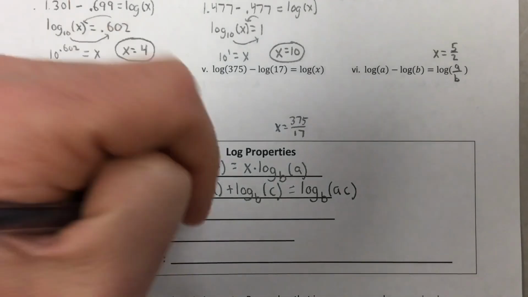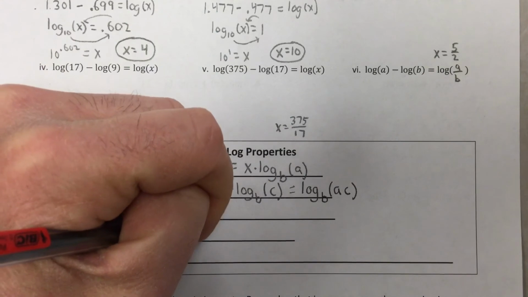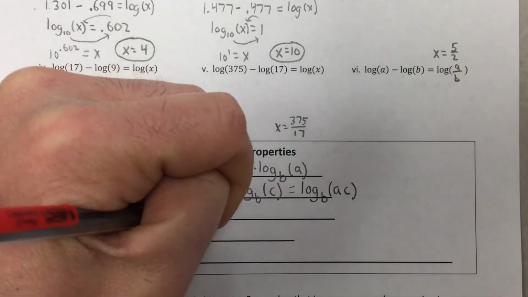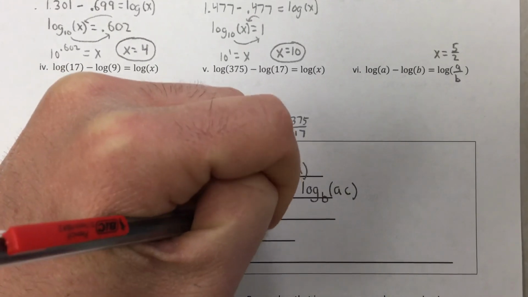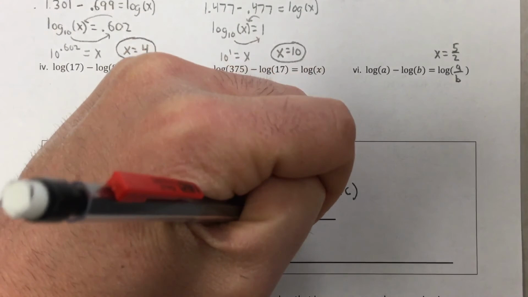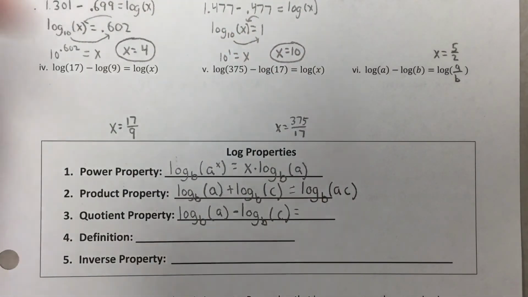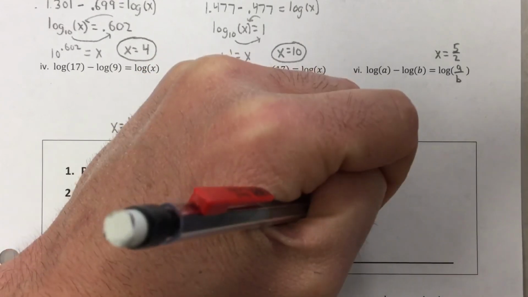The quotient property is where if I am subtracting 2 separate logs with the same base, so log base B of A minus log base B of C, I can make those two separate logs that are being subtracted into a single log by writing it as log base B of A divided by C.